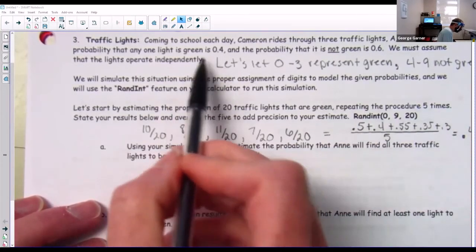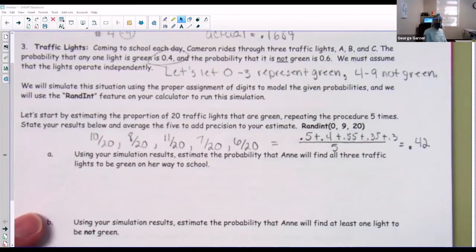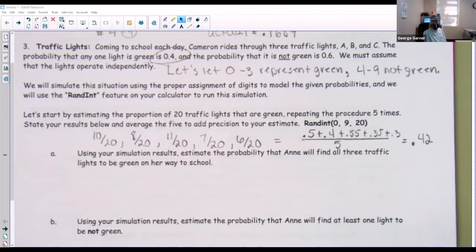Well, remember that the original probability was 0.4. So that's really close. Worked out pretty well. And we did it really quickly, which is a lot better than with the random digit table, I think.